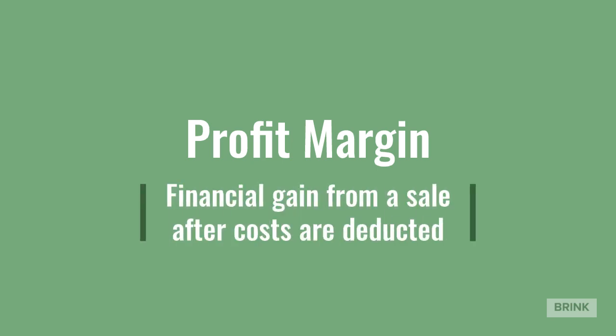When setting the price of a product, many companies try to achieve a set profit. The profit margin is simply the amount of money made on a sale after the costs are deducted. These costs include the amount of money it takes to make or acquire the product, and in some cases, it includes the costs of advertising, research and development, and operations.